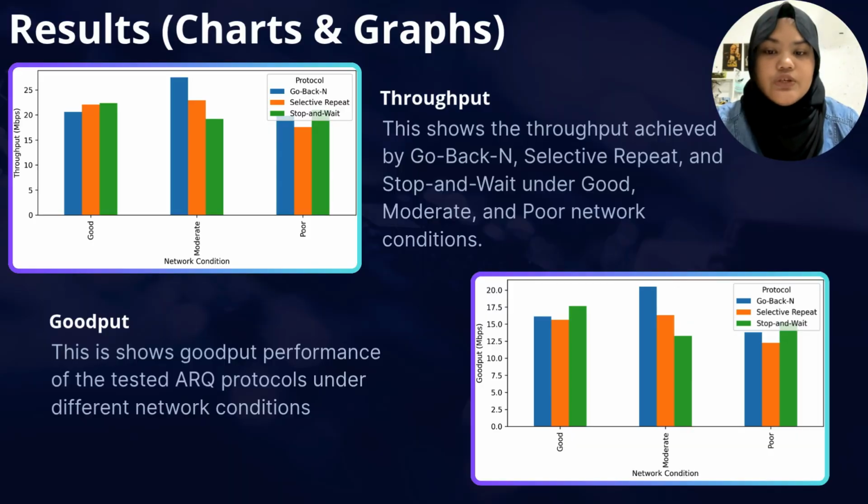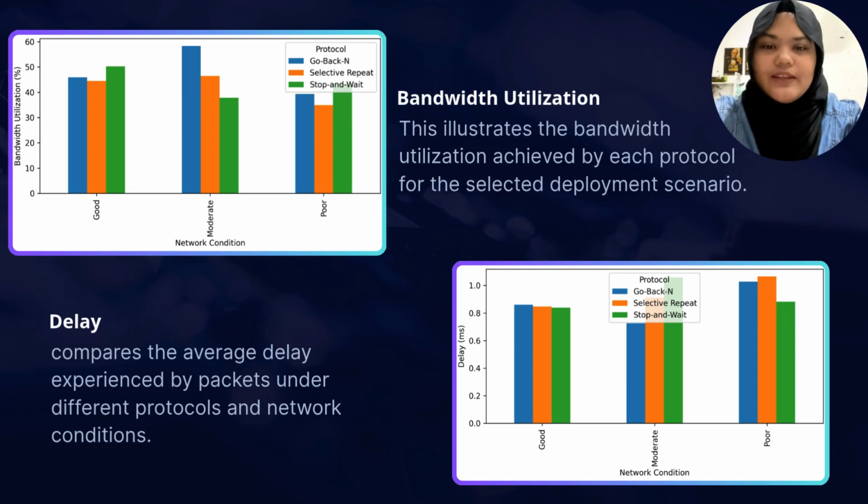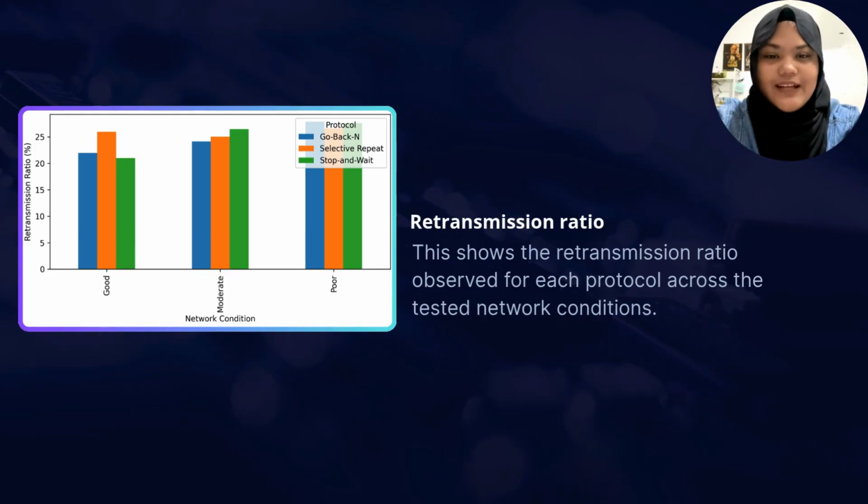This chart shows goodput performance of the tested ARQ protocols under different network conditions. For this part, the first picture is bandwidth utilization. This illustrates the bandwidth utilization achieved by each protocol for the selected deployment scenario. The second picture is delay. It compares the average delay experienced by packets under different protocols and network conditions. The last graph is retransmission ratio. This shows the retransmission ratio observed for each protocol across the tested network conditions.